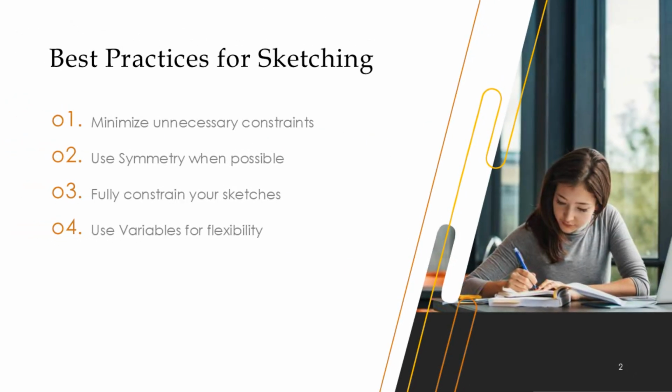1. Minimize unnecessary constraints. Over-constraining a sketch can cause errors. Use only the necessary constraints. 2. Use symmetry when possible. Symmetrical sketches reduce the number of constraints needed.